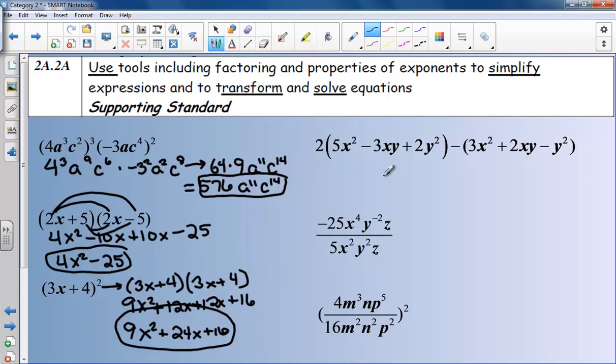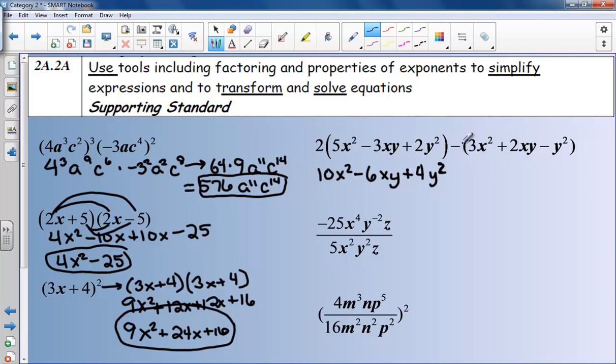Okay, let's look at when we have something other than multiplication here. So in this case, we're subtracting these two polynomials here. So we're going to begin with order of operations. We're going to distribute right here. So 2 times 5x squared is going to give us 10x squared. 2 times negative 3 is going to give us a negative 6xy. 2 times 2 is going to give us a positive 4y squared. Okay, so that 2 only goes to the parentheses that it's right next to.